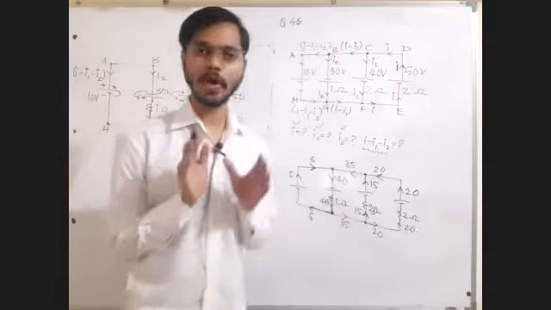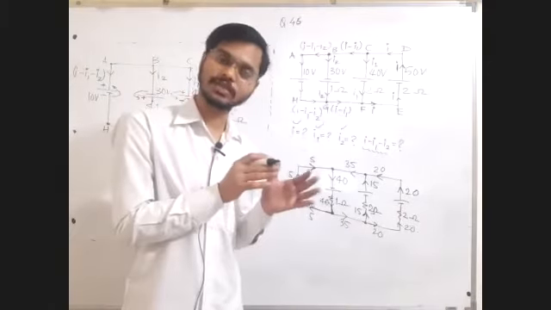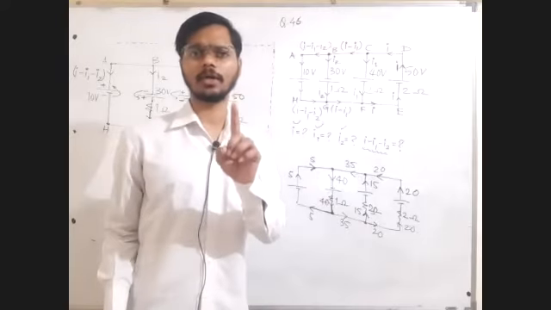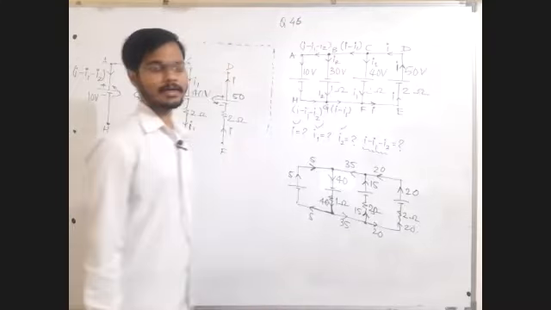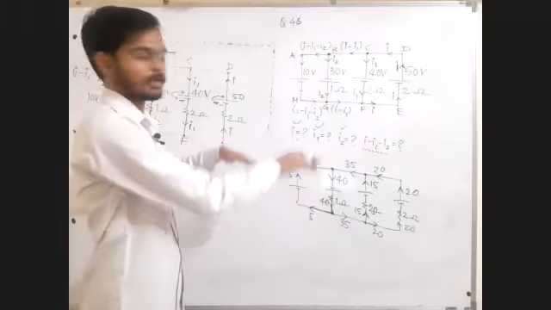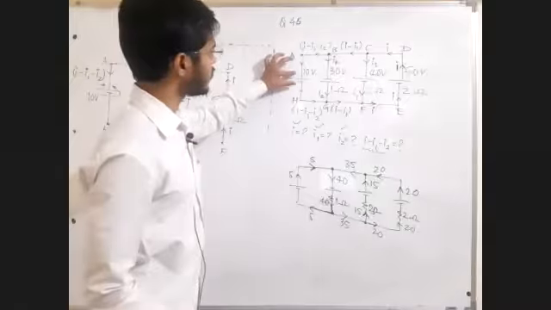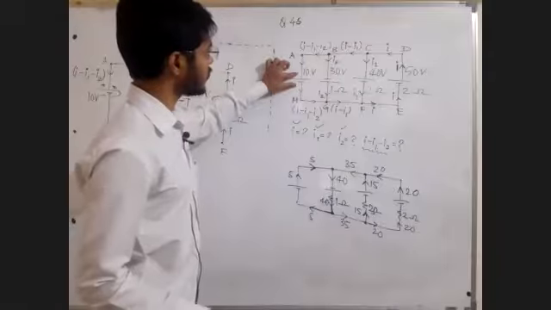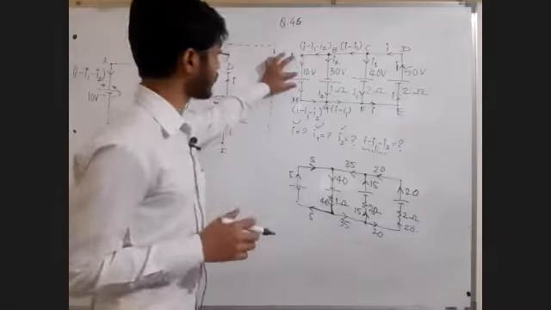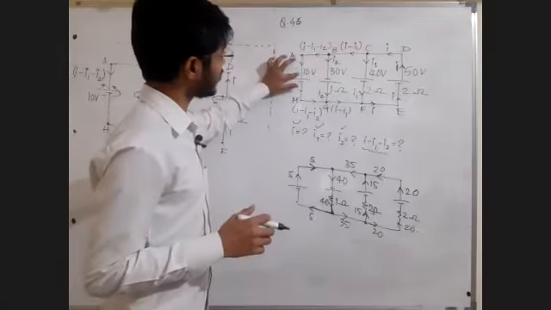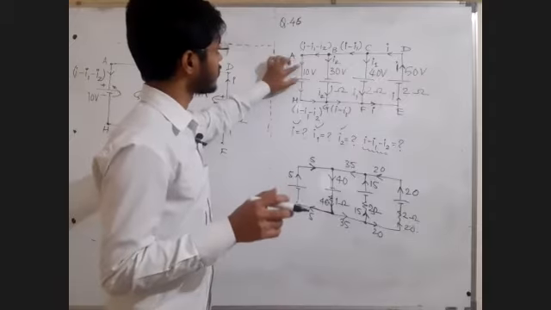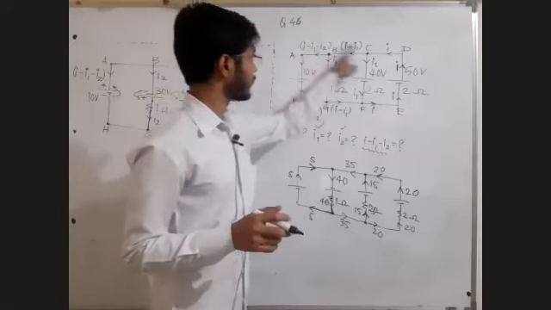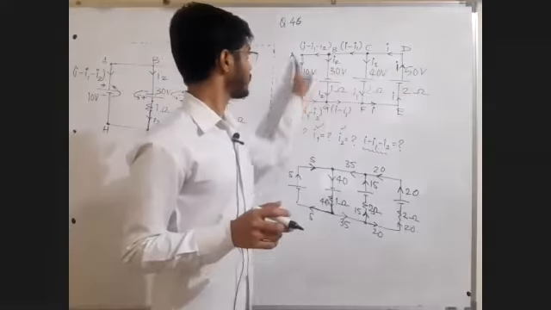I chose loops so wisely that instead of solving three equations simultaneously, I was solving one equation at a time, and I was getting one answer after solving each equation. I didn't create a three equation, three unknown problem. In this branch there is no internal resistance given, so I shall take this branch in every loop. I get I2 immediately after writing this loop, I1 immediately after this loop, and I immediately after this loop.